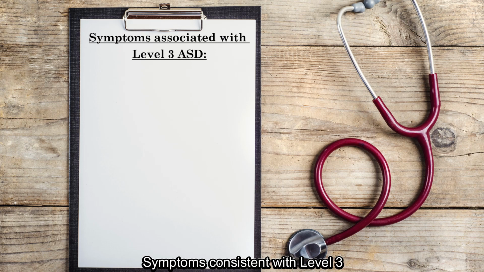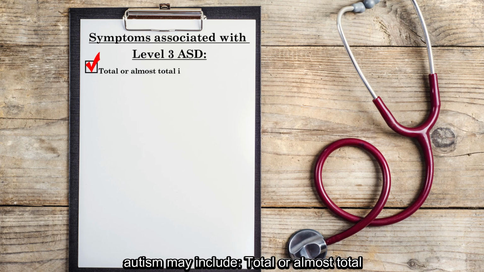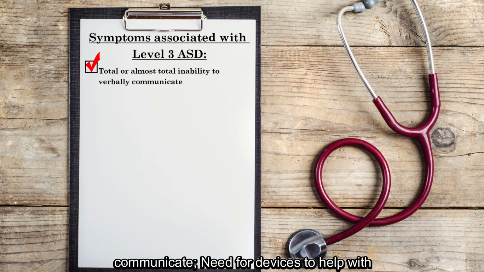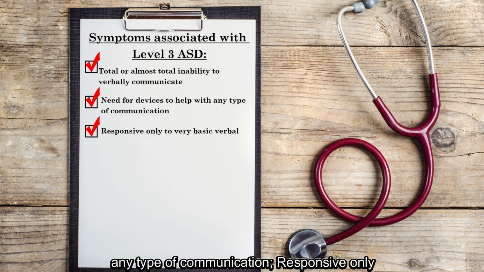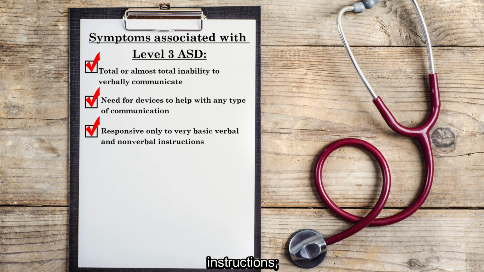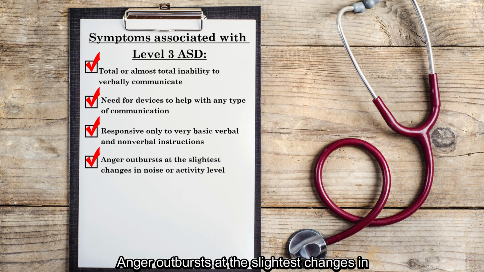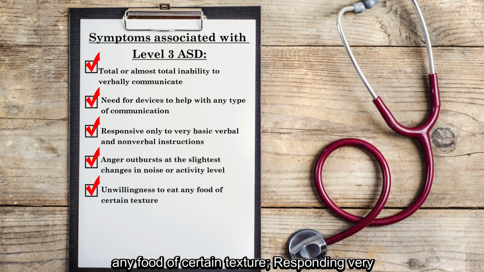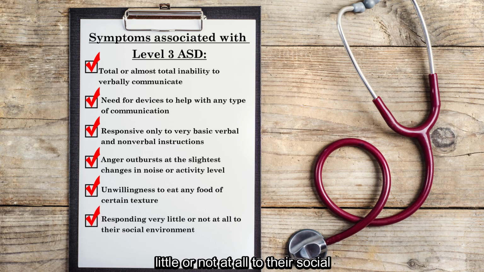Symptoms consistent with level 3 autism may include total or almost total inability to verbally communicate, need for devices to help with any type of communication, responsive only to very basic verbal and nonverbal instructions, anger outbursts at the slightest changes in noise or activity level, unwillingness to eat any food of certain texture, responding very little or not at all to their social environment.